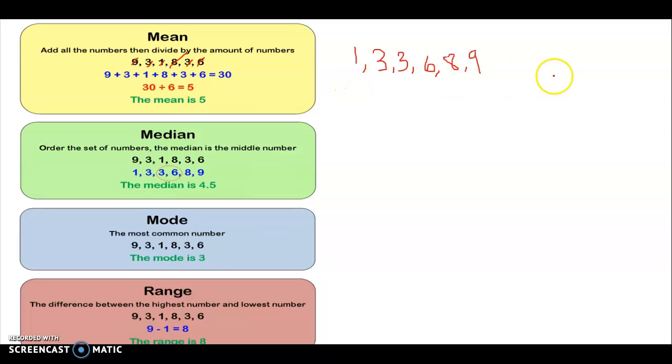So now we add all of them. It's 1 plus 3 plus 3 plus 6 plus 8 plus 9, which will give us a total of 30. So we divide 30 divided by 6. Why? Because we have 1, 2, 3, 4, 5, 6 elements, 6 numbers in our list. So that will give a total of 5, so the mean is 5.